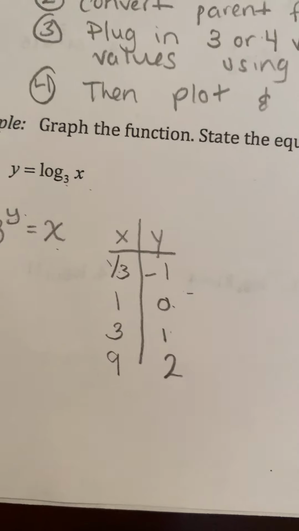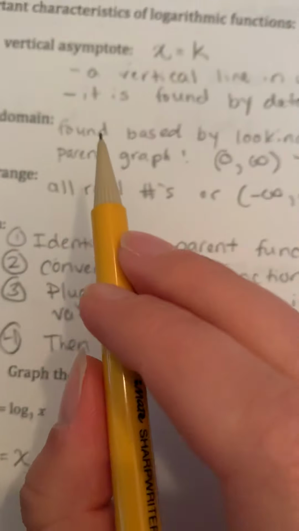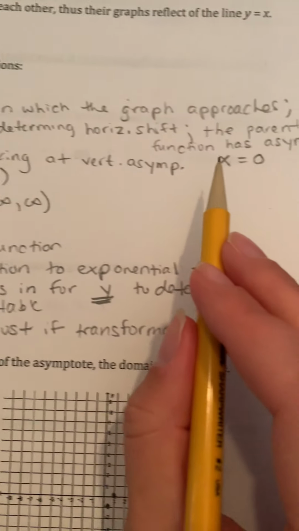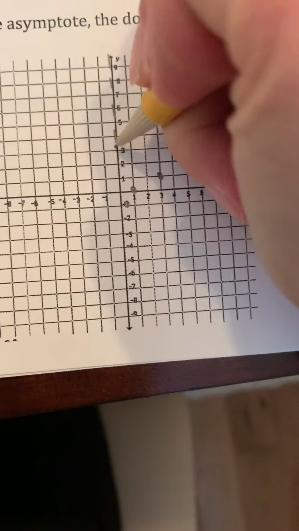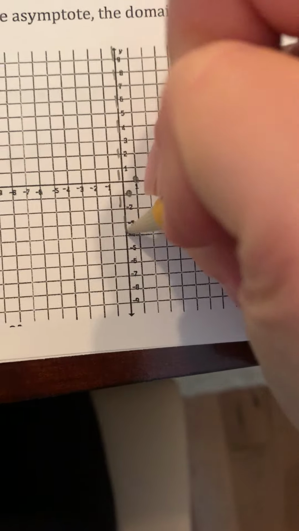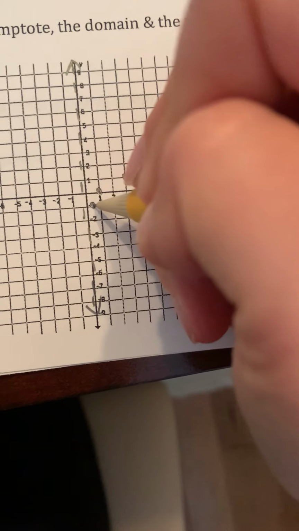Now notice, since there were no transformations and this is a parent function, that vertical asymptote for a parent function will always be at x equals 0. So my vertical asymptote is x equals 0. And I will sketch that in with sort of a dashed line here. Now I will connect the dots and make a curve. Remember, we never want to pass through that asymptote.